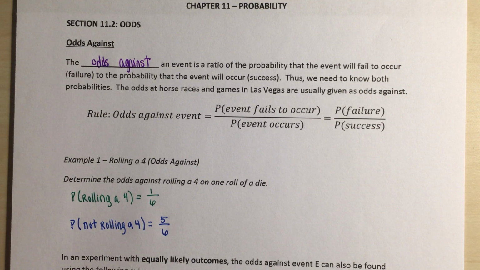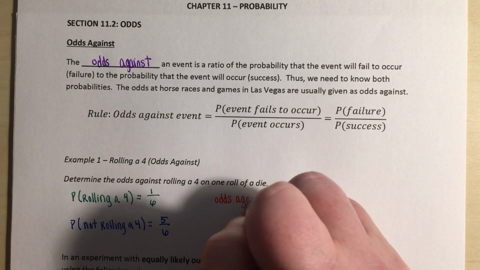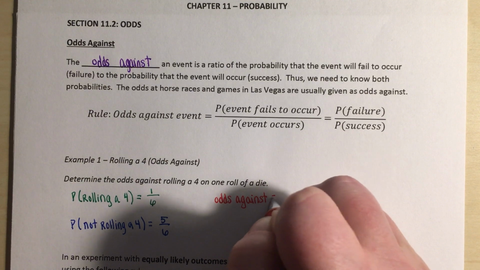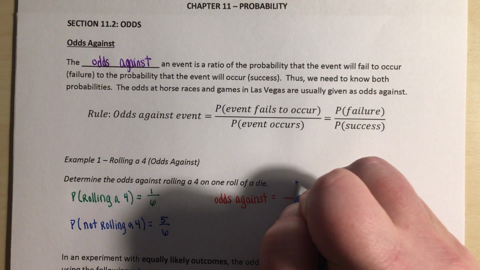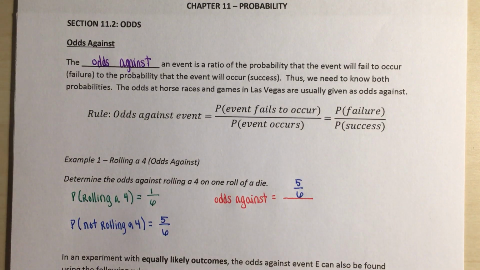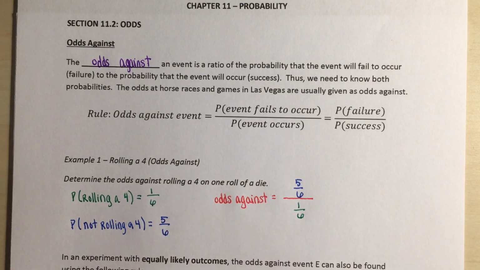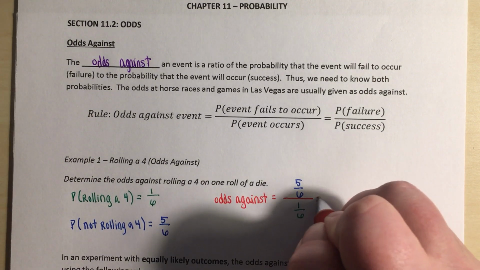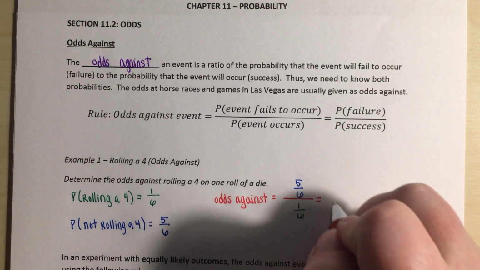All right, so for our odds against, we're going to do our probability of failure divided by our probability of success. We're going to take our probability of failure, which was our 5 out of 6, and divide it by our probability of success, which is 1 out of 6. Using what we know about fractions, our denominators are basically going to cancel out, but I want to show exactly how and why that happens.